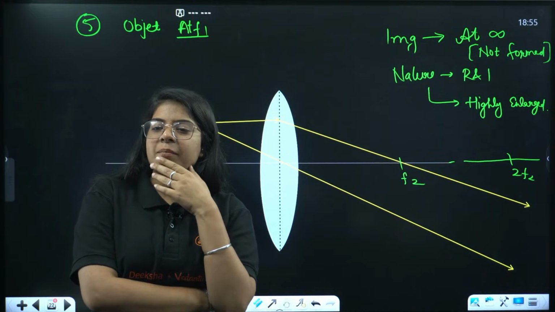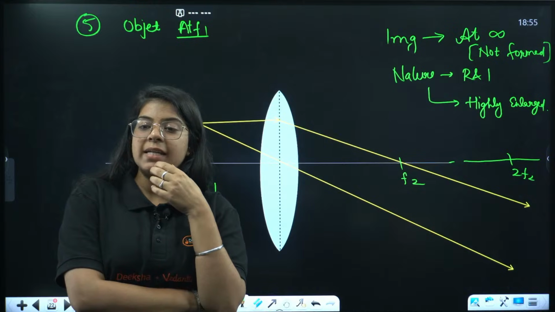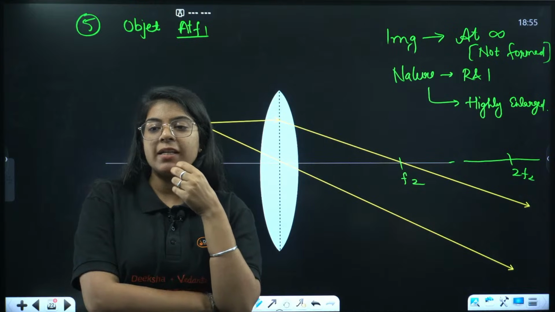In the sixth case, the image will be formed on the same side of the lens and its nature will be virtual and erect. The image will be enlarged.